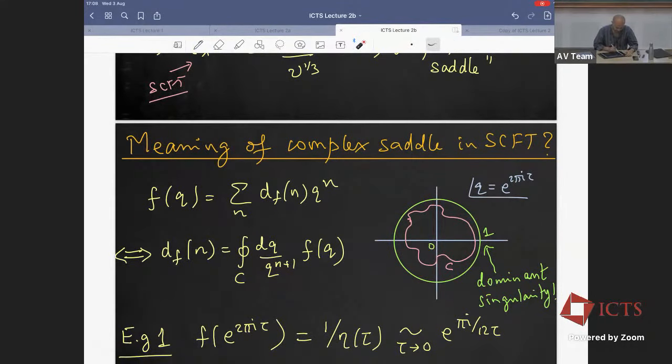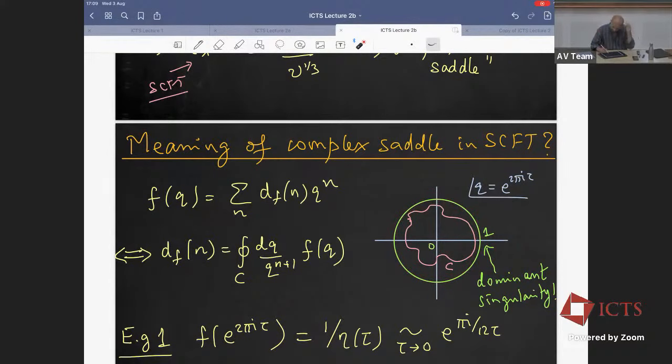So let's do an example. Suppose you have a function like this. F of q is some Laurent power series of this type, sum of d_n times q to the n, and q is e to the 2 pi i tau. If you want to invert this, you'll do some contour integral, taking some contour which surrounds the origin. And typically these functions have a region of definition, which is the unit disk in q, which is the upper half plane in tau.